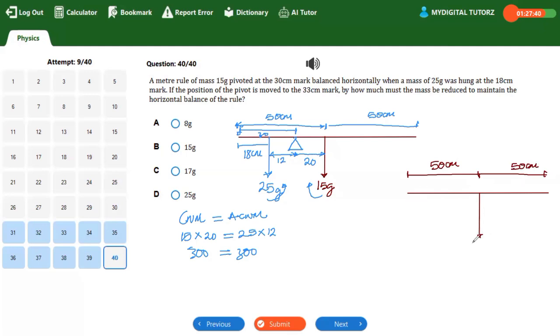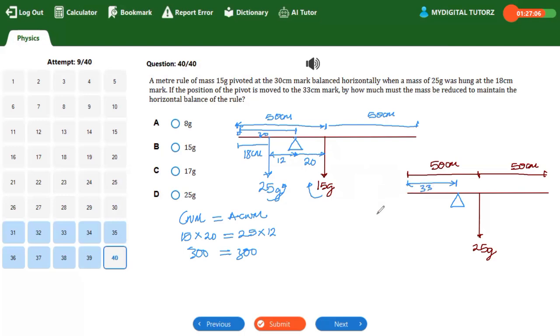So our mass is 25 gram. Then the new position rather is that the pivot is now at the 33 centimeter. Let's say here is 33, you know, I told this assumption. So the pivot is now at 33 centimeter, that is from here to this point is 33 centimeter.